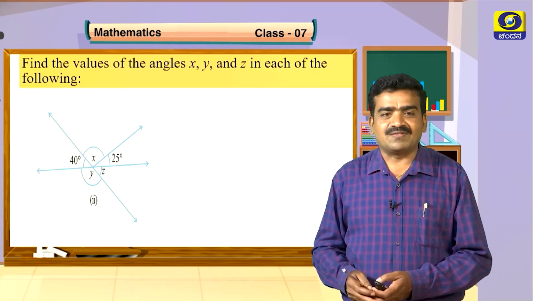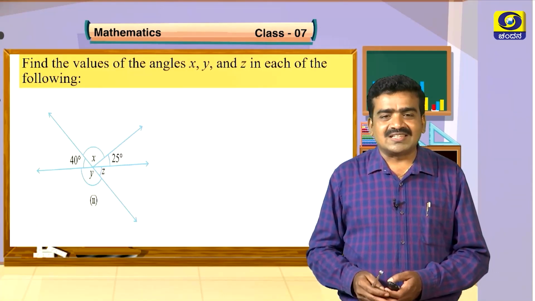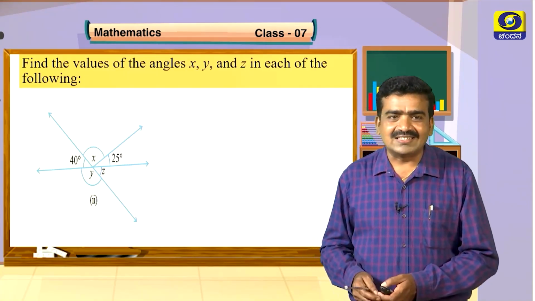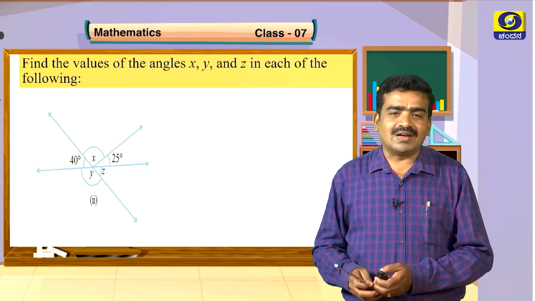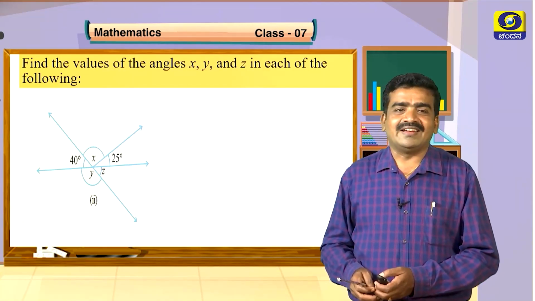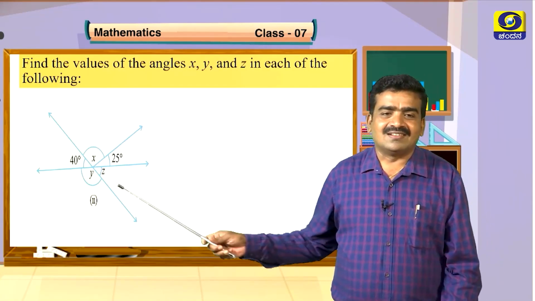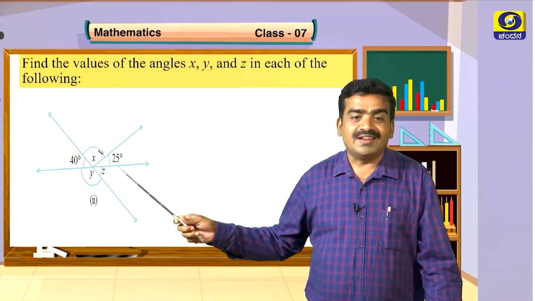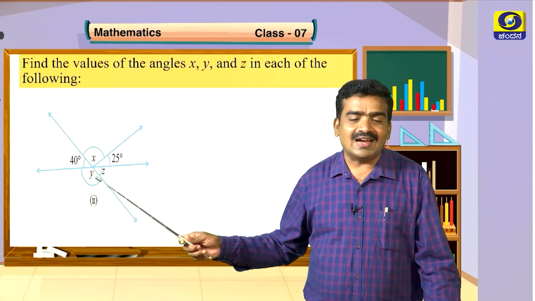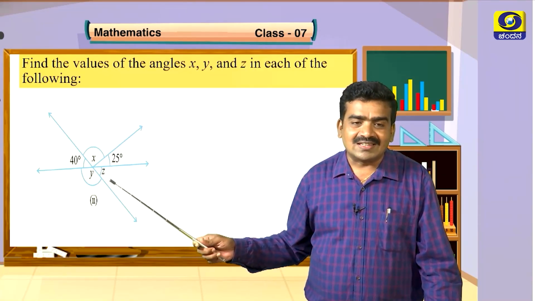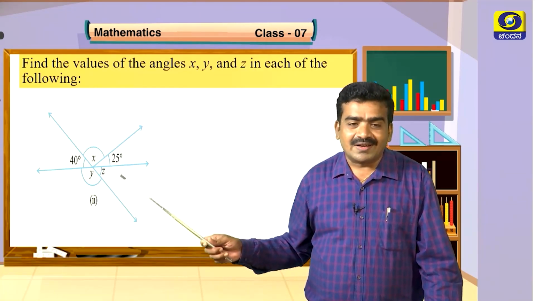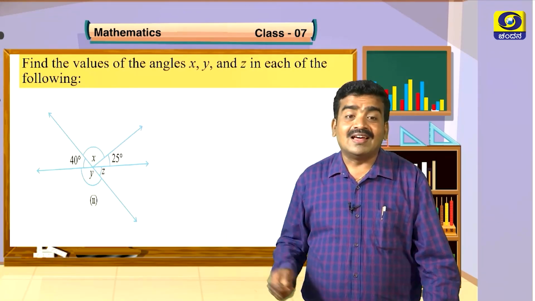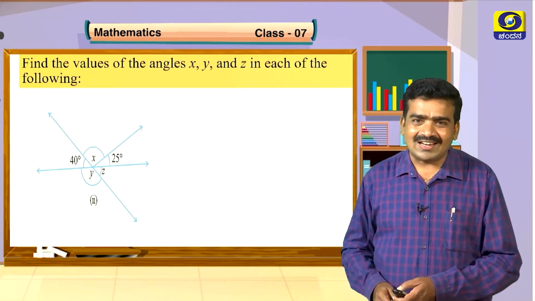Now, let us find the value of x, y, z in the second case. Here, find the value of x, y, z in each of the following cases. Here the angles given are 40 degrees and 25 degrees. We need to calculate x, y and z by considering the concepts of linear pair, vertically opposite angles and rays standing on a straight line.